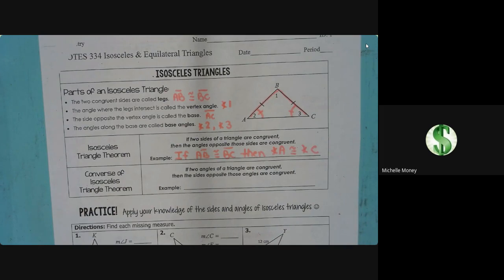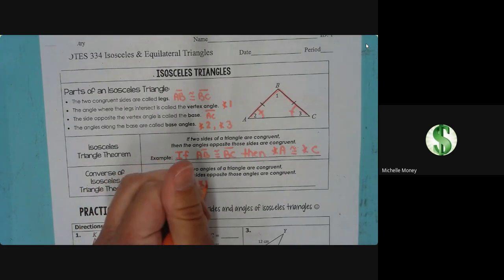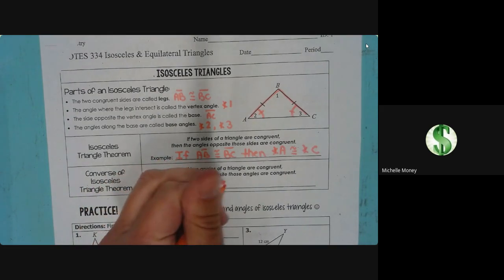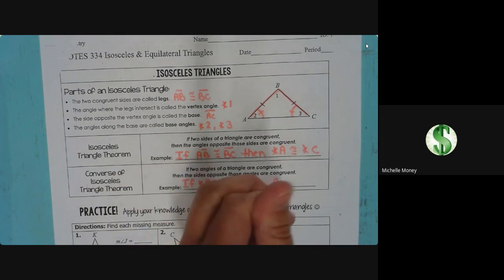So the converse of that, remember, converse just means to reverse that. So if I tell you that angle A is congruent to angle C, then that means the segments are congruent.